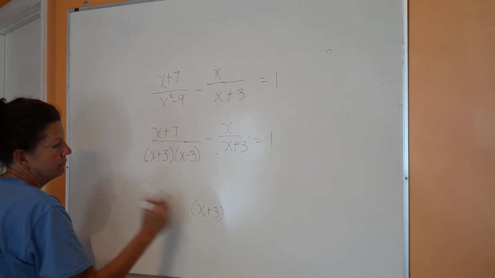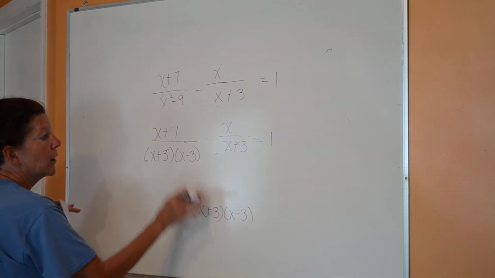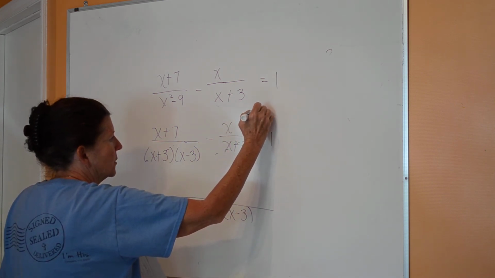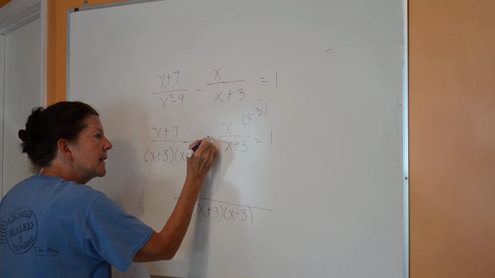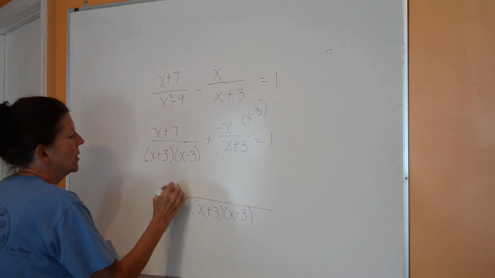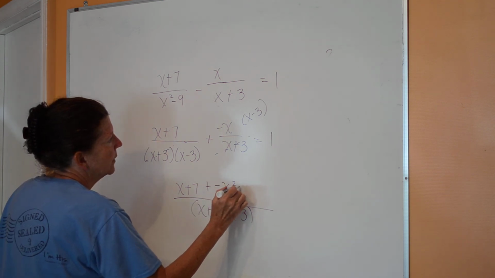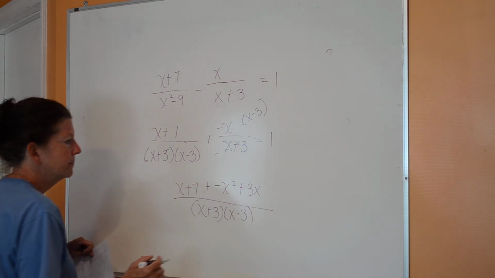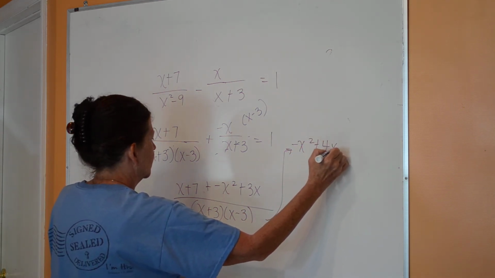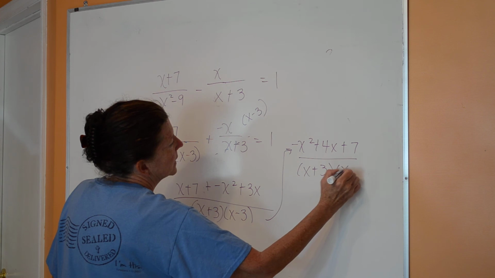What is this one missing? This one's not missing anything. I need to bring down that x minus 3 because I bring down whatever else they have besides what they have in common. This one is missing an x minus 3. Now be careful here because the easiest way to do it is add the opposite of second number and make that a negative x, and then you won't mess up. So I have x plus 7 plus negative x squared plus 3x. When I combine like terms, I'm going to have a negative x squared plus 4x plus 7 over x plus 3 and x minus 3.